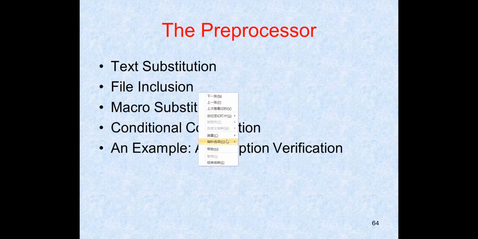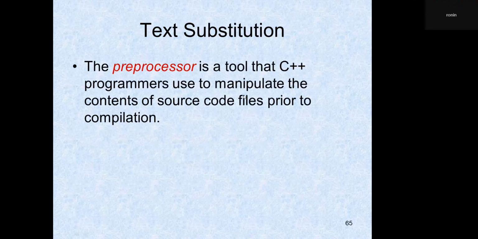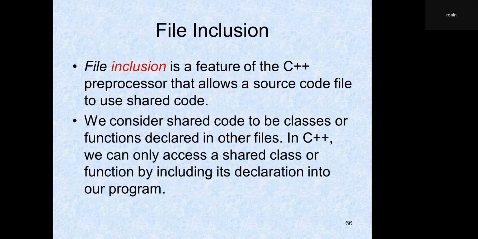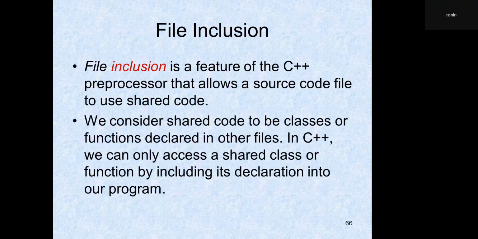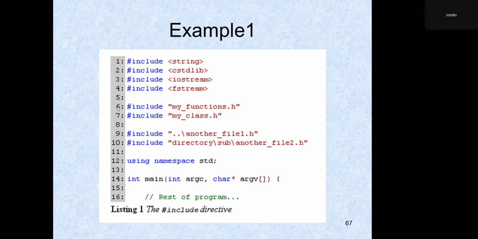Okay. Text substitution. File inclusion is a feature of the C++ preprocessor that allows a source code file to use shared code. Look, if we want shared code, we should include header files.